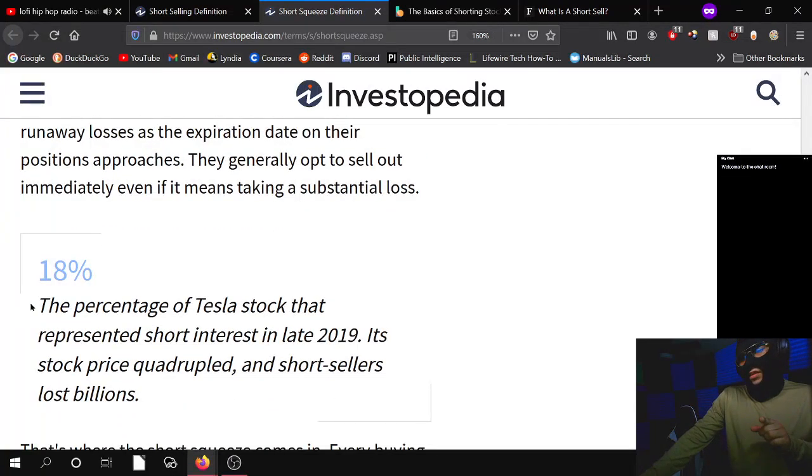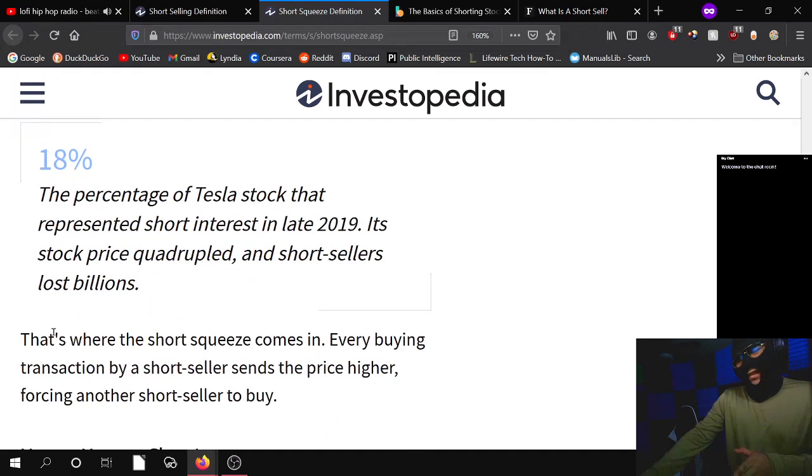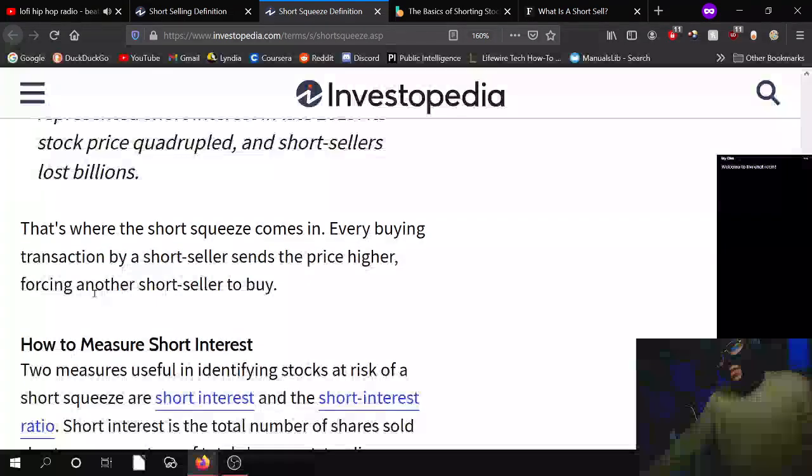18%, the percentage of Tesla stock that was represented by short interest in late 2019. Its stock price quadrupled and short sellers lost billions. That's where the short squeeze comes in. Every buying transaction by a short seller sends the price higher, forcing another short seller to buy.